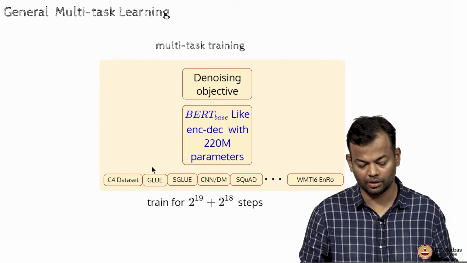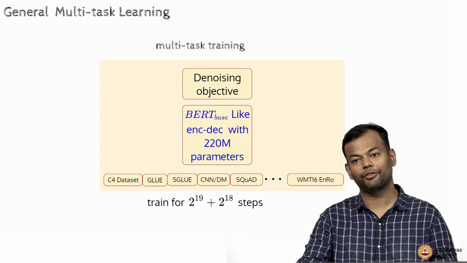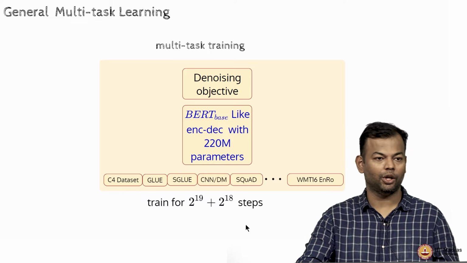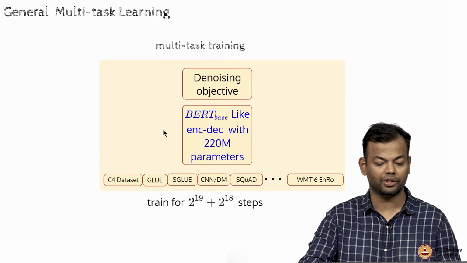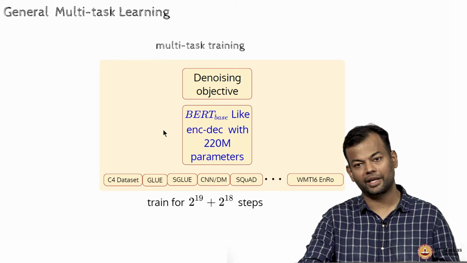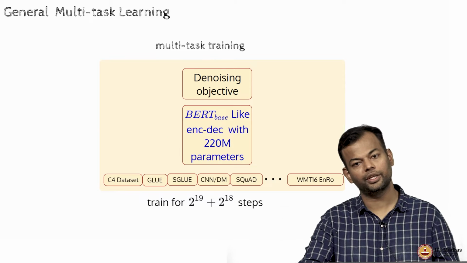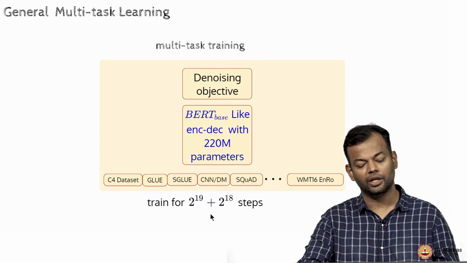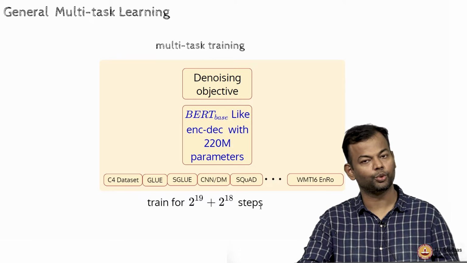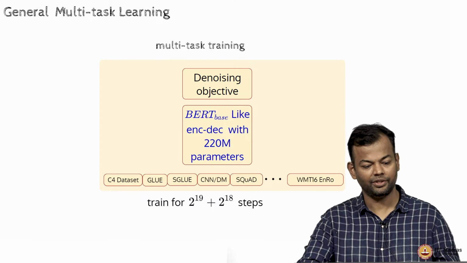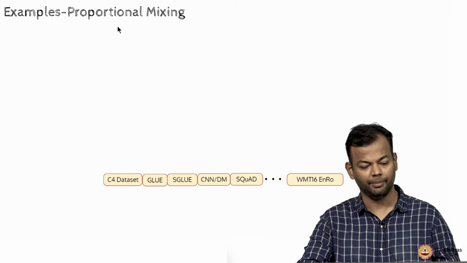Now again, for a fair comparison, if you're going to add all of this during training, earlier you were using 2 raised to 19 steps for pre-training and 2 raised to 18 steps for fine-tuning. So now you will combine all of that together and train the model for 2 raised to 19 plus 2 raised to 18 steps. That's the general multitask learning setup.